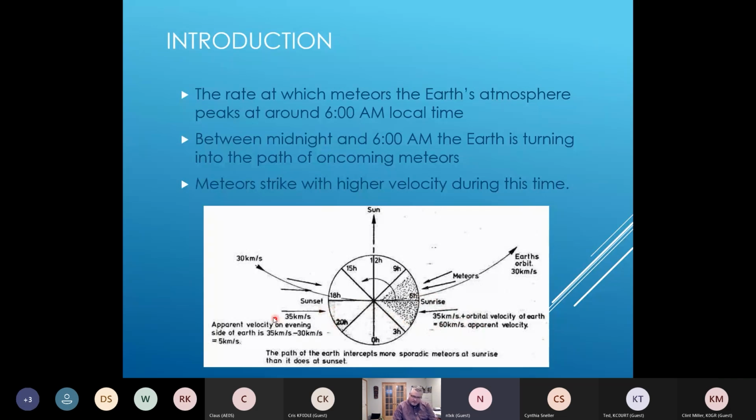And the point of this is that the Earth intercepts more sporadic meteors at sunrise than it does at sunset. And another interesting point is the faster the meteor, the faster it burns up and the longer the trail is. You can use your radio on meteors when they come to Earth to improve how far you can go.